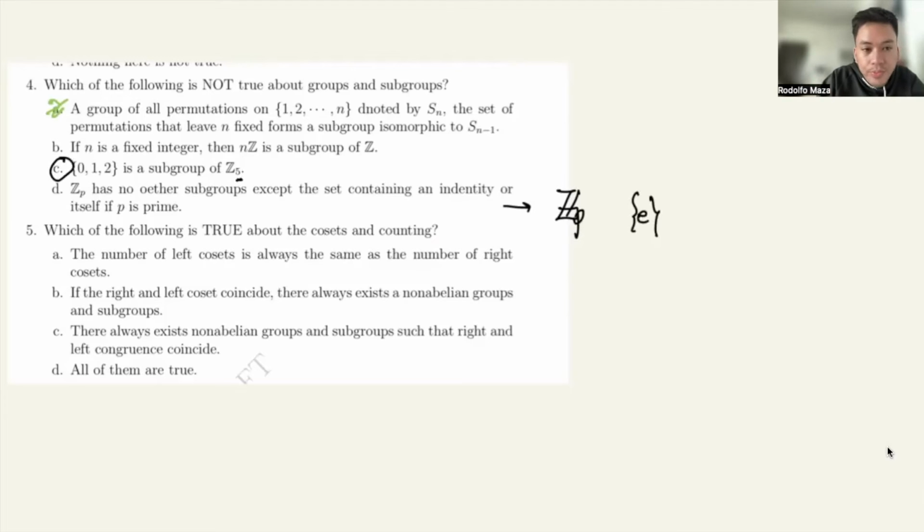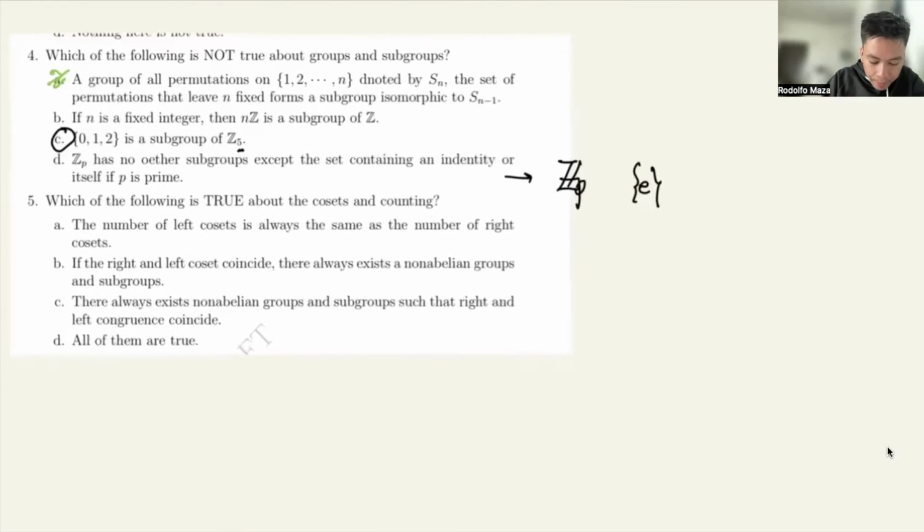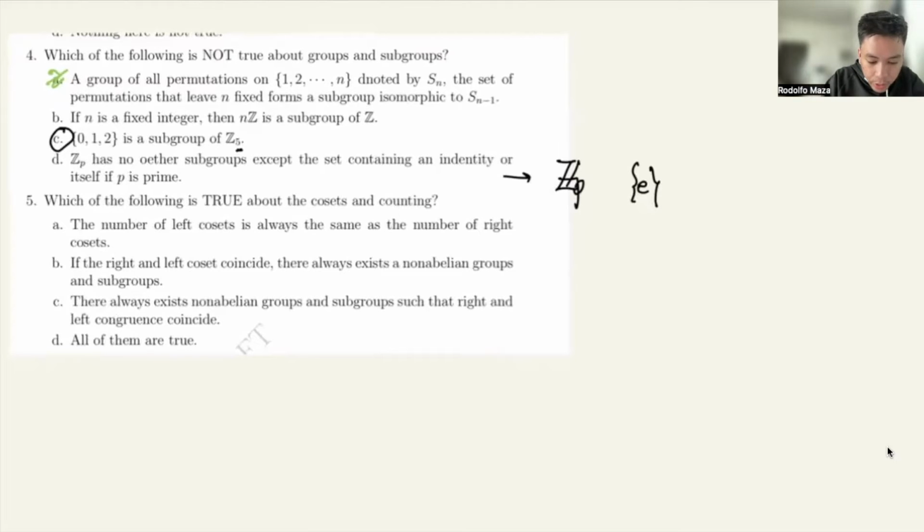Tapos ayun, number 4. That's not either Z5 or the trivial. Number 5, which of the following is true about cosets and countings? The number of left cosets is always the same as the number of right cosets. If the right and left cosets coincide, there always exists a non-abelian groups and subgroups. And then, there always exist non-abelian groups and subgroups such that right and left cosets coincide. So this is the only true here.